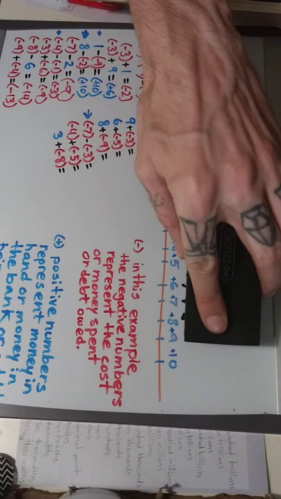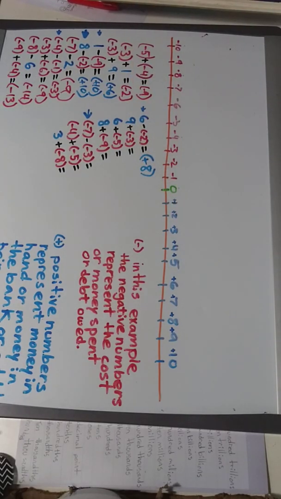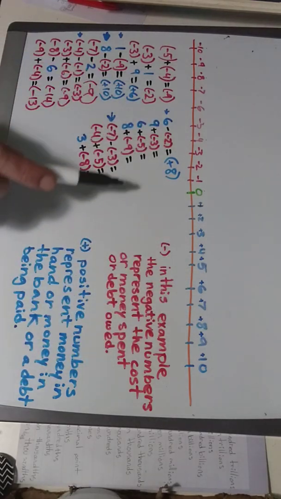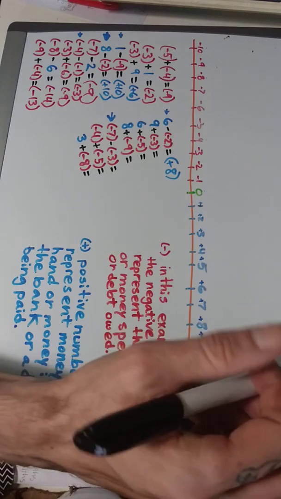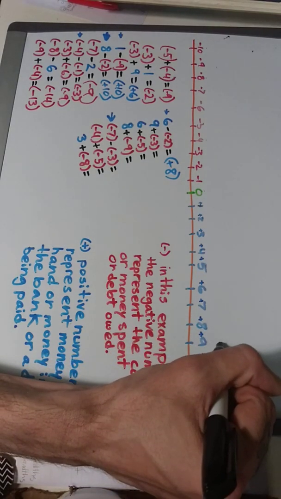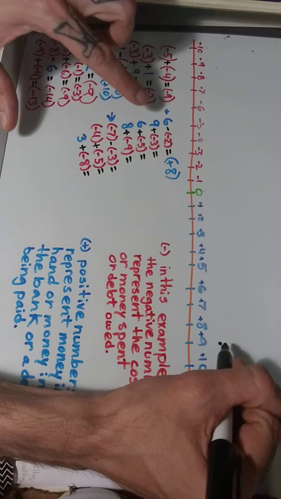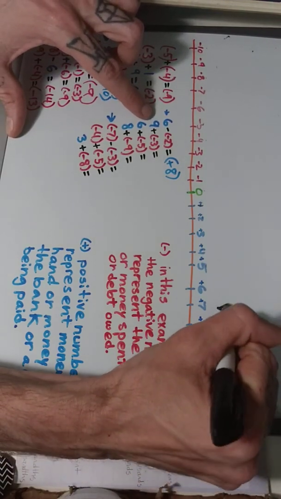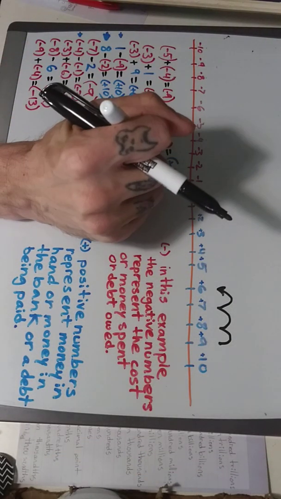So for our next equation, we have positive 9 plus negative 3. So we start at positive 9, and then we're adding a debt of negative 3. So 1, 2, 3, and that leaves us with positive 6.